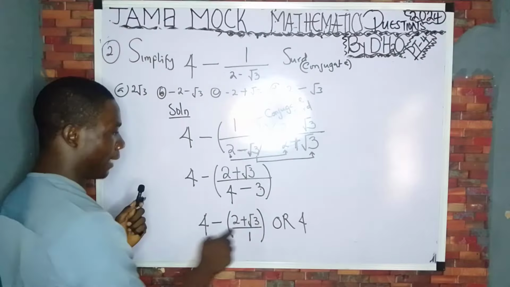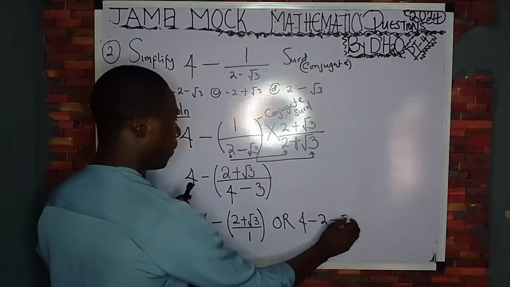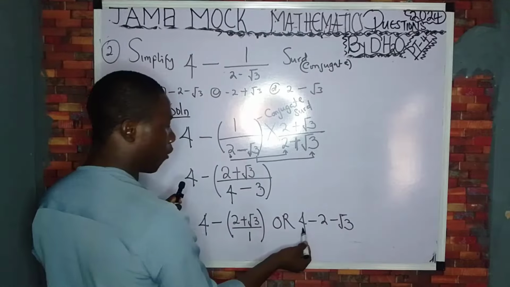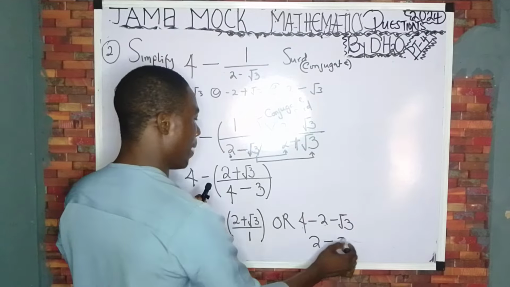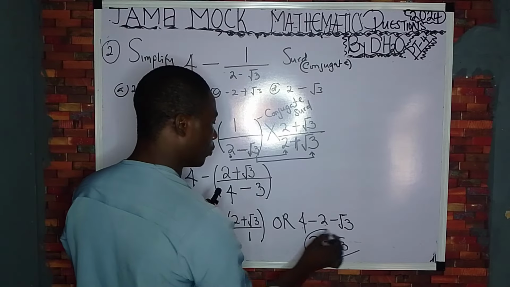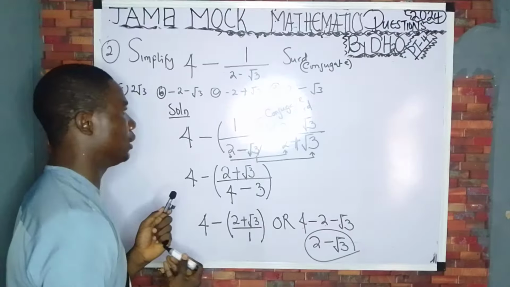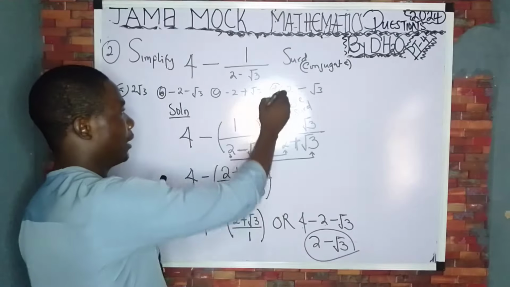Or otherwise, we have 4. If you open the bracket with the minus, you have minus 2 minus root 3. So 4 minus 2 is 2, minus root 3. This becomes the answer to this question. So the answer is what?